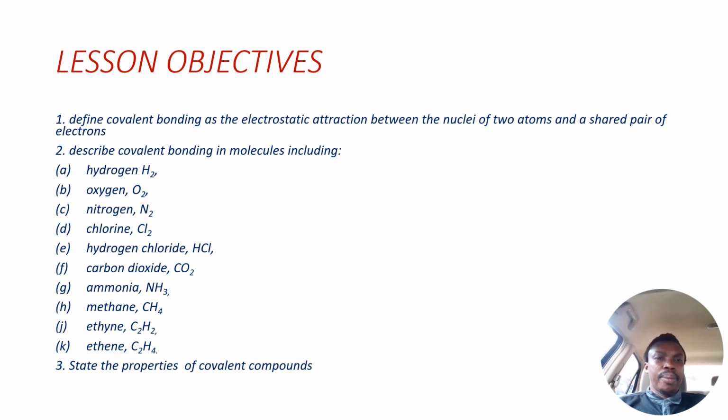Also, describe covalent bonding in molecules, including hydrogen, oxygen, nitrogen, hydrogen chloride, carbon monoxide, ammonia, methane, and ethane, using the dot and cross diagram, and also state the properties of covalent compounds. So please, I want us to listen attentively and get the best out of today's lecture.